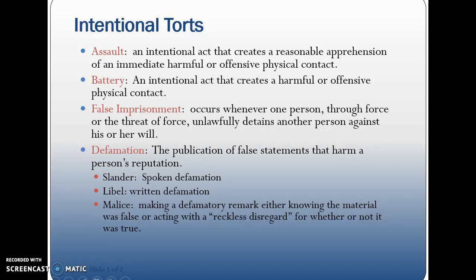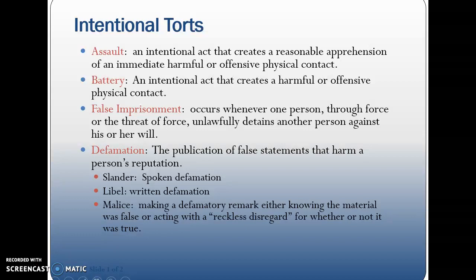So assault and battery can go together. You can have an assault and a battery, or you can just have an assault without a battery. That means that the person felt threatened, but there wasn't the actual contact. Or you can have the battery without an assault, which means that the person didn't see the harm coming, so they had no fear, but then the person touched them or punched them or somehow harmed them. So at that particular point, they've been subjected to the battery, but not the assault.